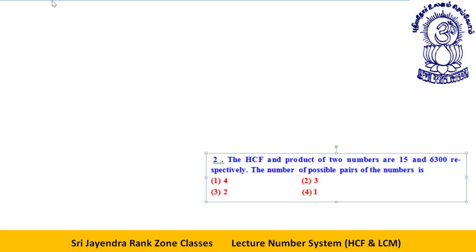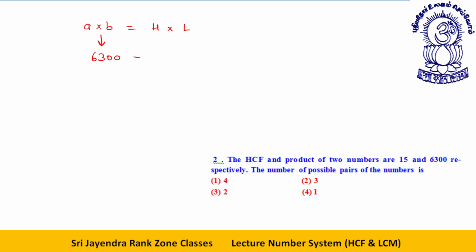The next question we have is: HCF and product of two numbers are 15 and 6300 respectively. The number of possible pairs is? We have a into b is equal to HCF into LCM. This product a into b is given as 6300. H is given to us as 15.